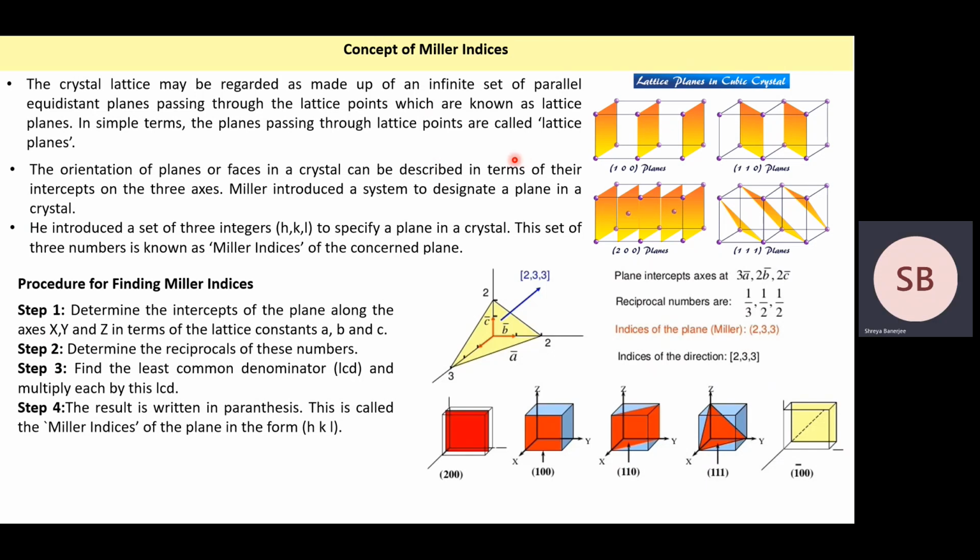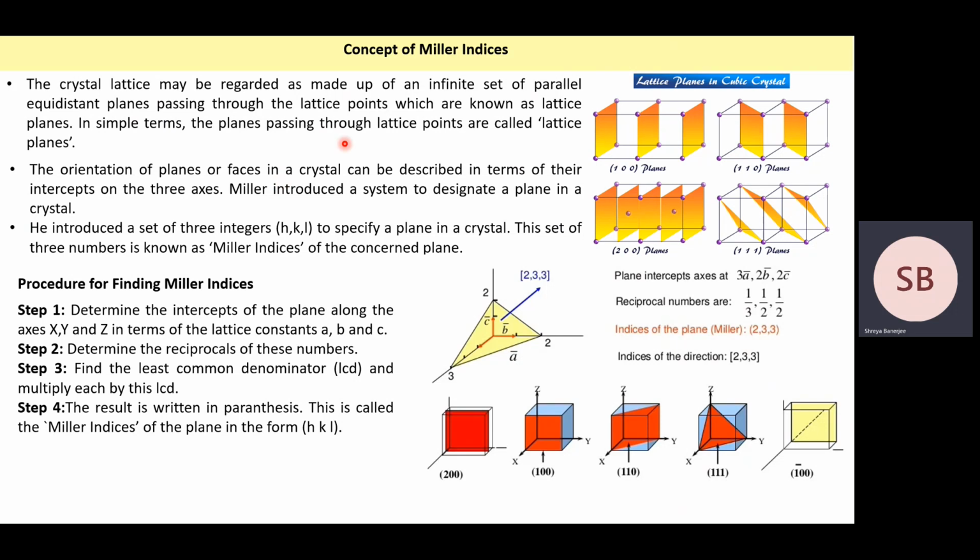Now we will talk about Miller indices. So a crystal lattice may be regarded as made up of an infinite set of parallel equidistant planes passing through the lattice points, and these are known as lattice planes.